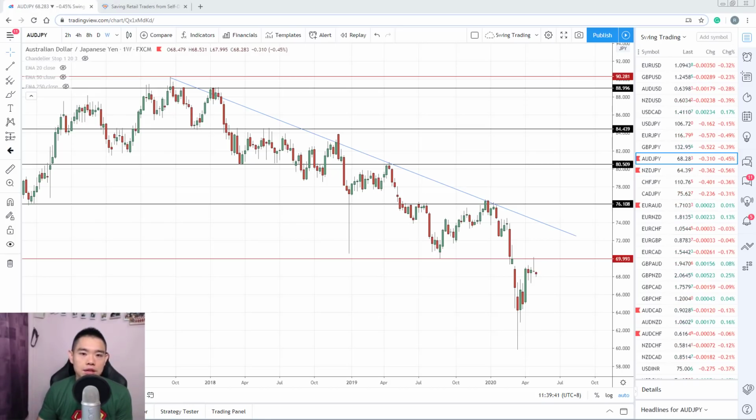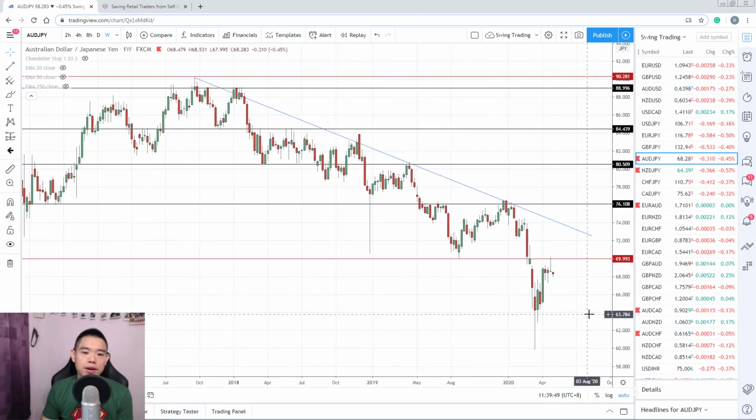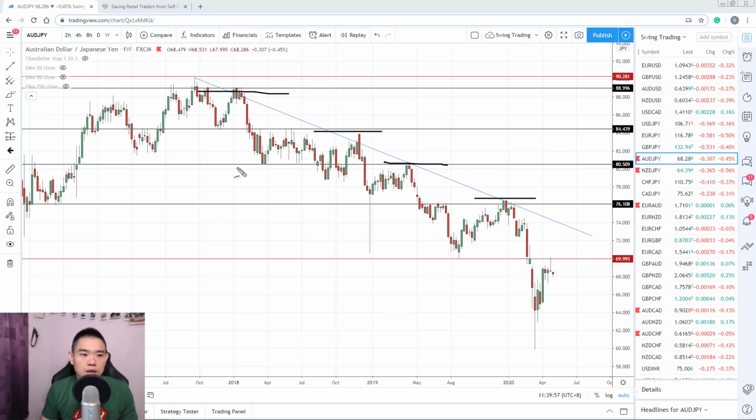So let's get things started. First things first, the first market that I want to talk about this month is Aussie against the yen. If you look at this market, let's look at the big picture. Aussie against the yen on the weekly time frame, this market is in a downtrend. If you just look at the price, you know that the market is making a series of lower highs and lower lows. And clearly, you want to be selling in such a market condition.